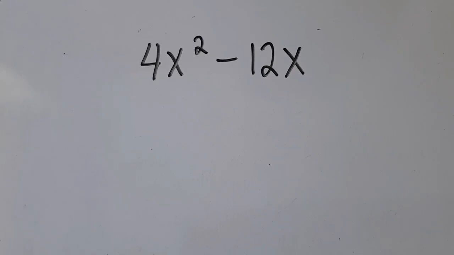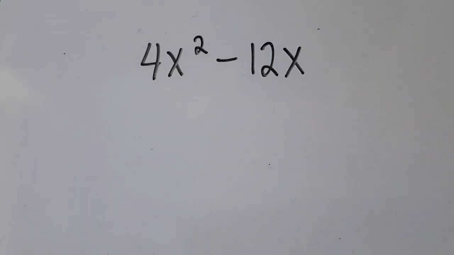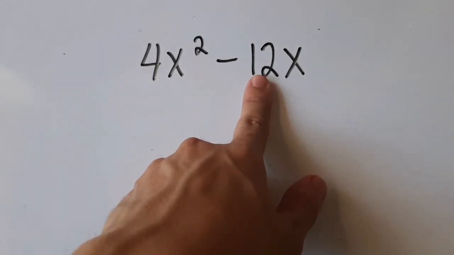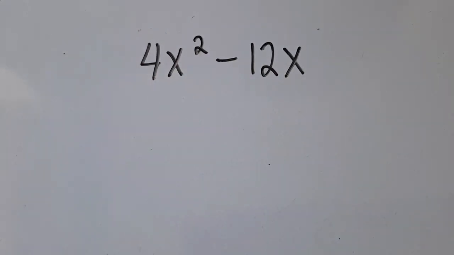So now, let us factor this expression, 4x squared minus 12x. The first thing to do is to identify the number of terms in this expression. We have the first term, which is 4x squared, and the second term, which is negative 12x. Now, we will think what are the factors of 4x squared and negative 12x. We have here 4 and 12. They are both divisible by 4. 4 and 12, the factor is 4. So we will put 4.